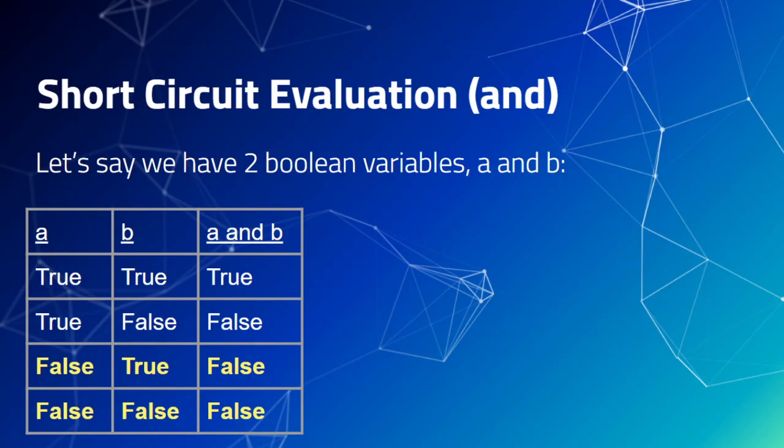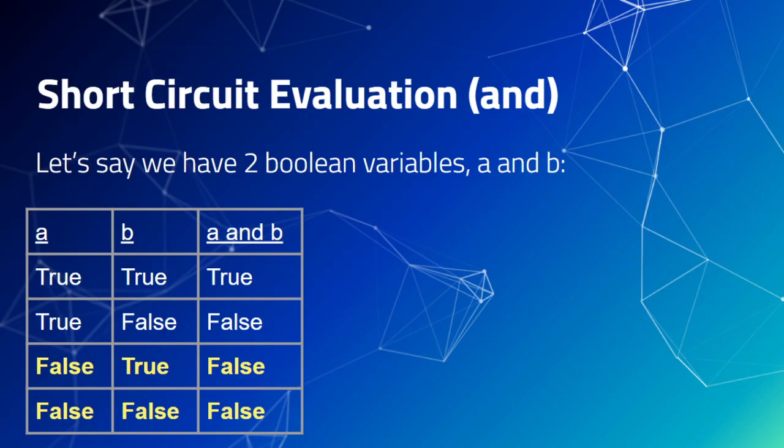Now let's get to a very interesting topic, which is called short circuit evaluation. When it comes to evaluating Booleans with and or, there's a principle in programming that the computer uses to evaluate these expressions efficiently. And this principle is called short circuit evaluation. Let's say we have two Boolean variables, A and B, and we are checking A and B. So we're checking if both of them are true.